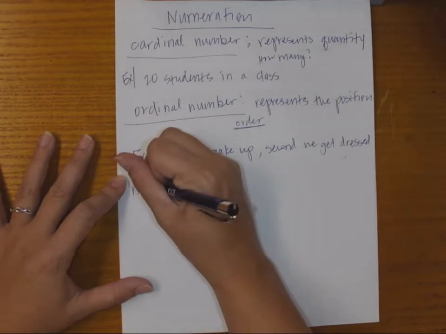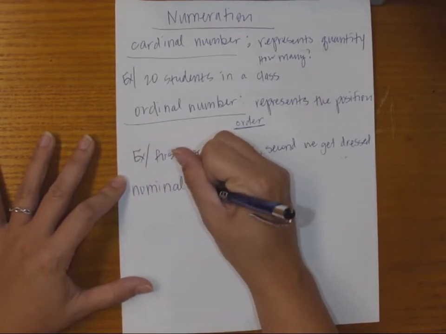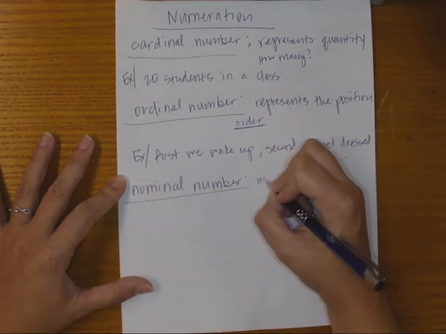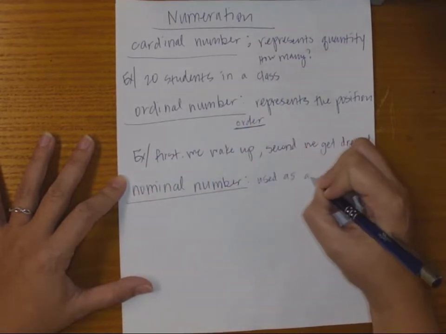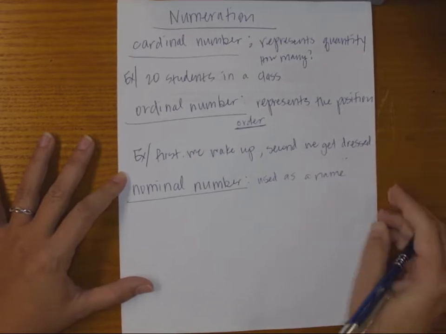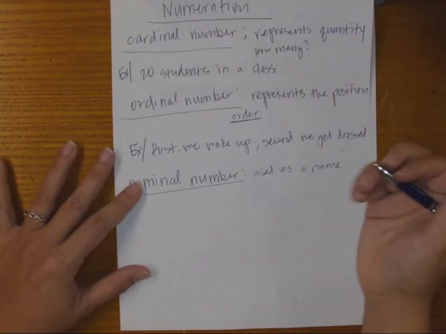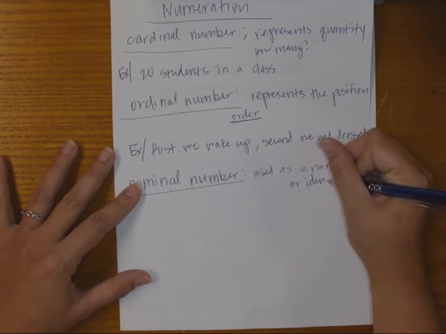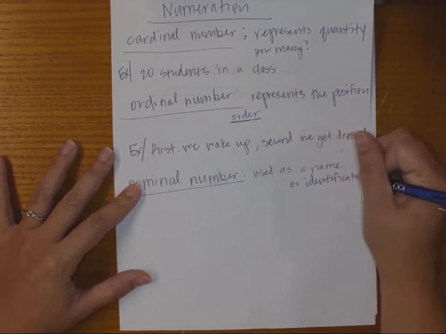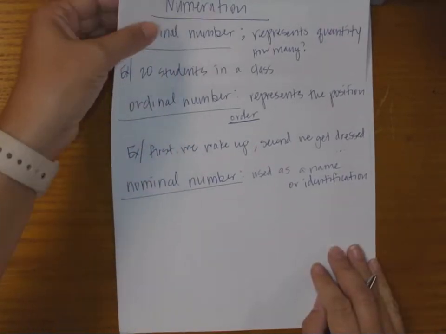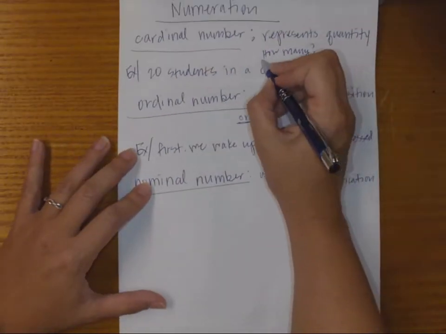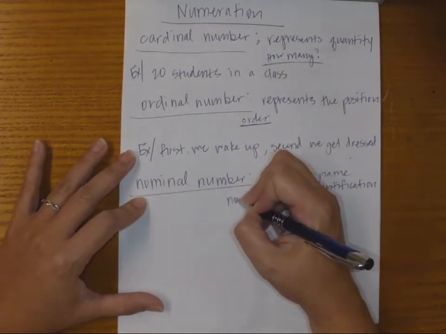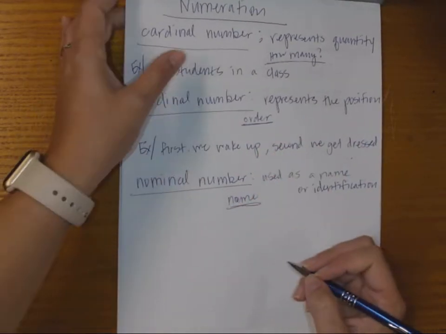The last one, a nominal number, it's used as a name, okay, or to identify something, or identification. So cardinal represents how many, ordinal represents the order, nominal is the name of something.